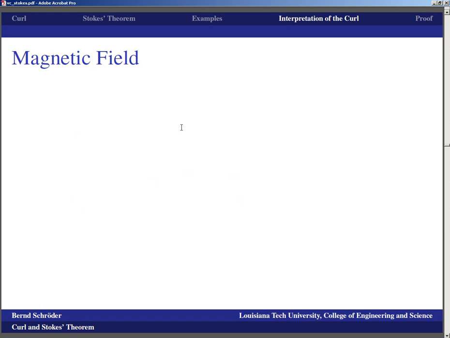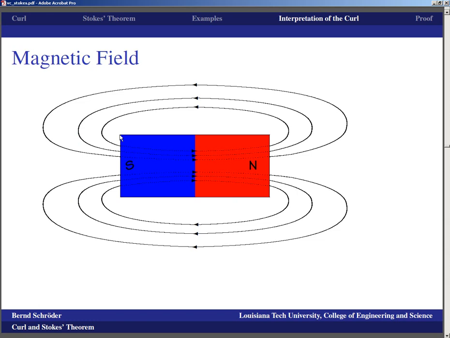And things are different for the magnetic field, because the magnetic field has closed field lines, which means if I take a magnetic field and integrate it along a closed field line, I will definitely get a non-zero line integral. That means the magnetic field has non-zero curl, and what the curl actually is then is again part of one of Maxwell's equations, which are fundamental to electrodynamics.